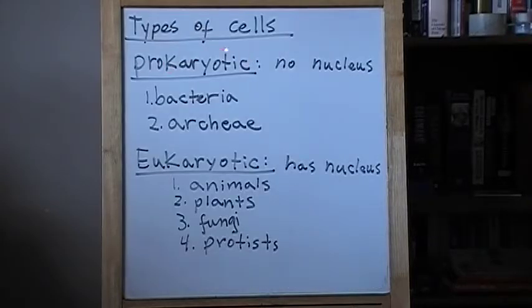There are two types of cells. There are the prokaryotic cells, which are cells that have no nucleus, and the eukaryotic cells, which are cells that have a nucleus. Of the prokaryotic cells, there are bacteria and archaea. And for the eukaryotes, there are 4 types: the animals, plants, fungi, and protists.